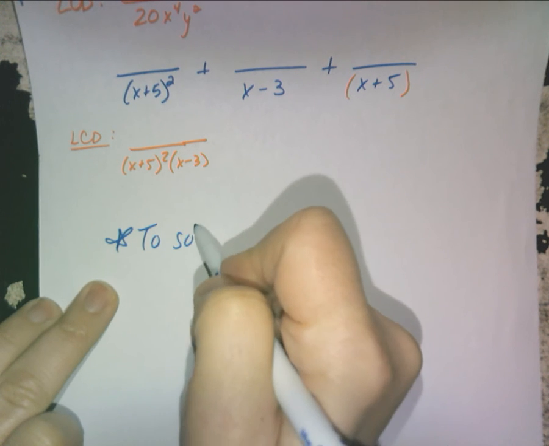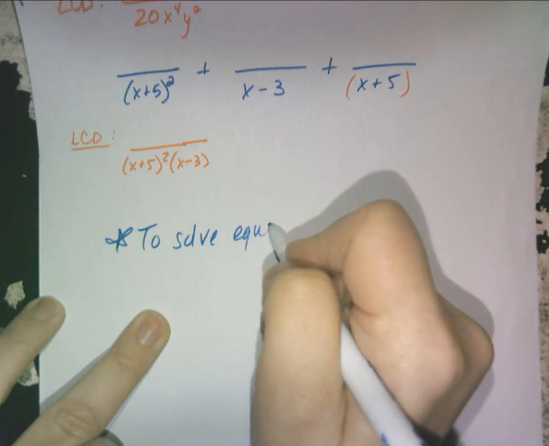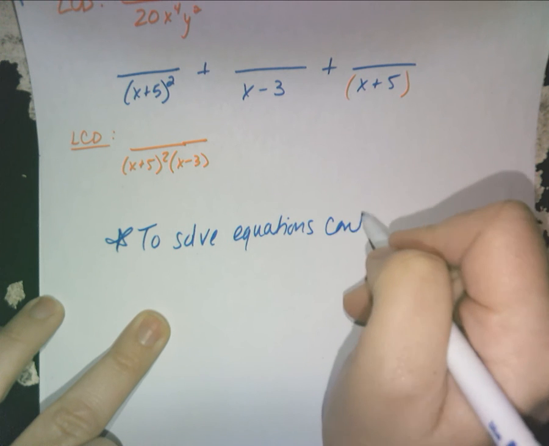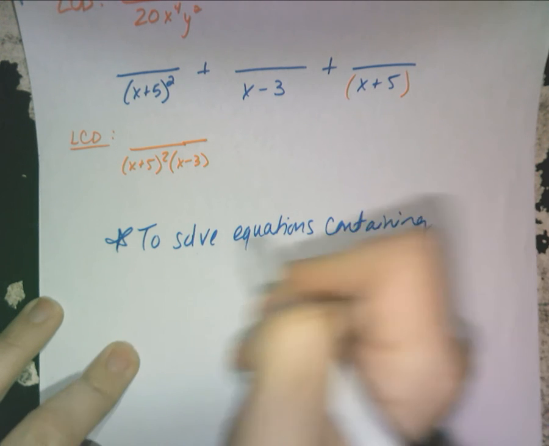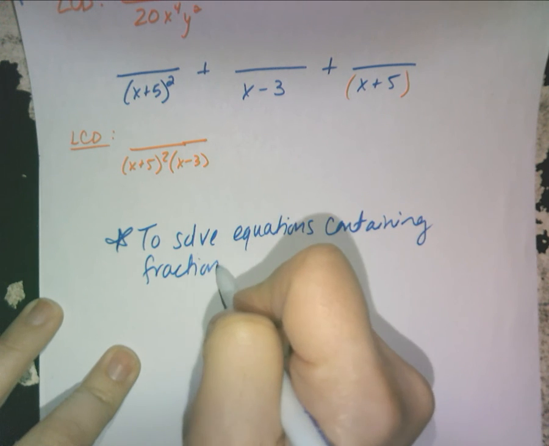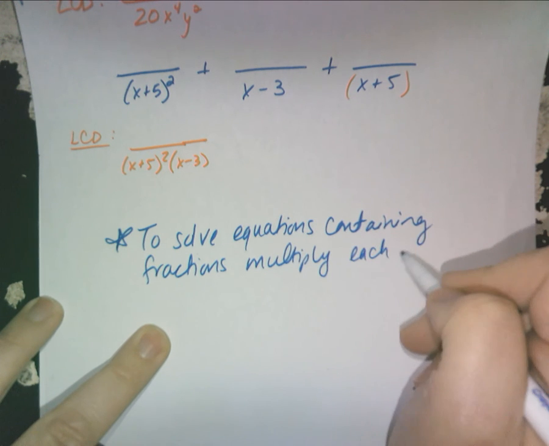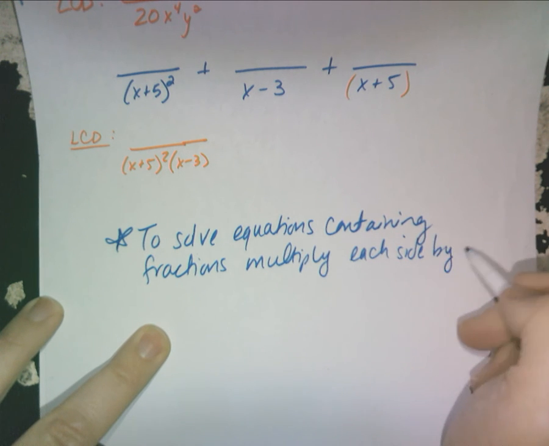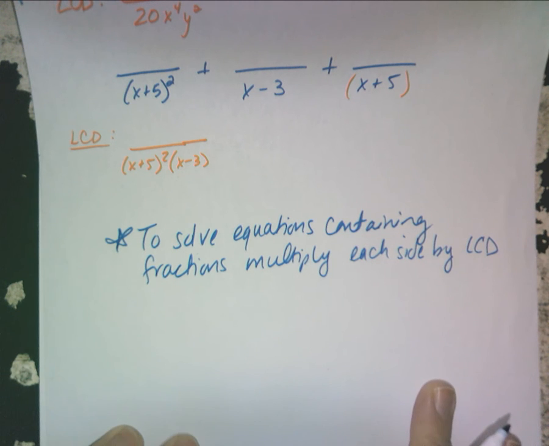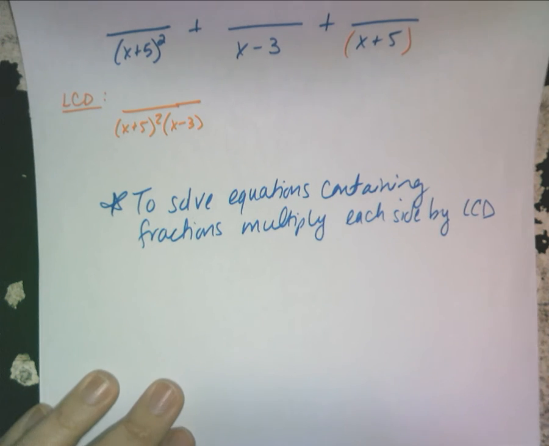To solve equations containing fractions, multiply each side by the LCD. These are called rational equations. Rational coming from the word fraction, ratio. We talked about that before. We did rationals, graphing them. Now we're going to solve them.